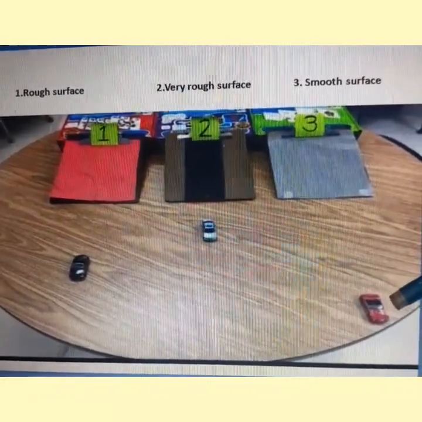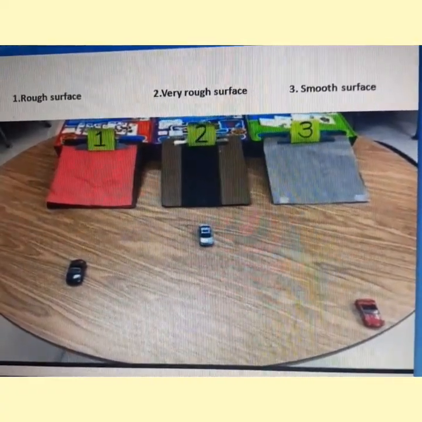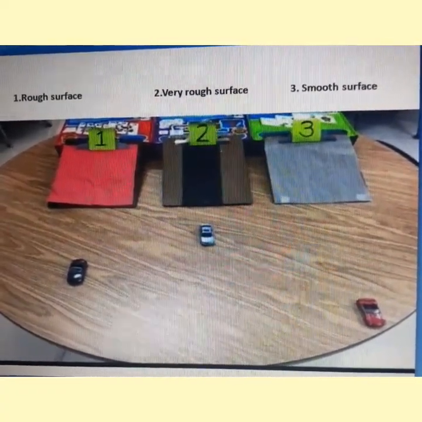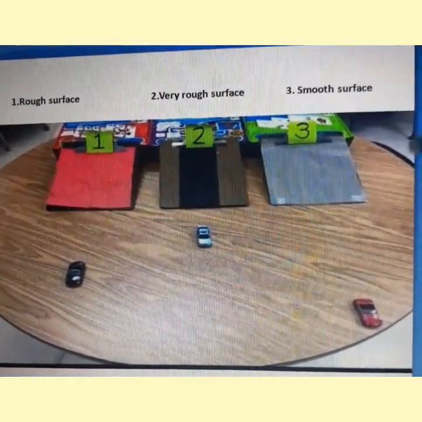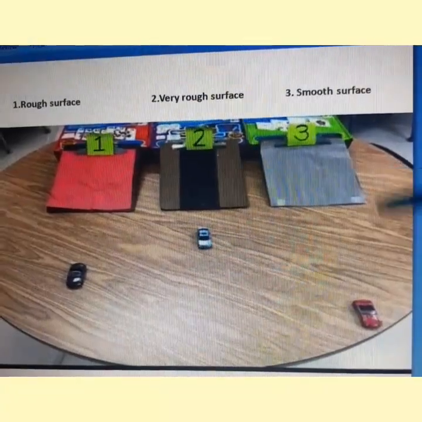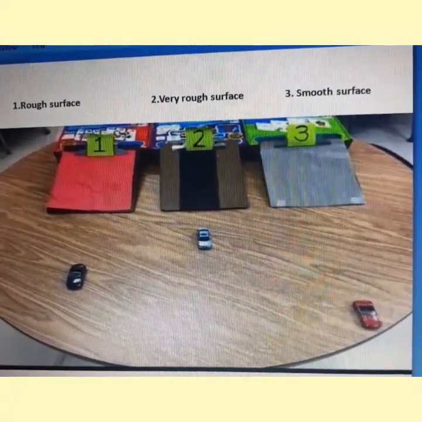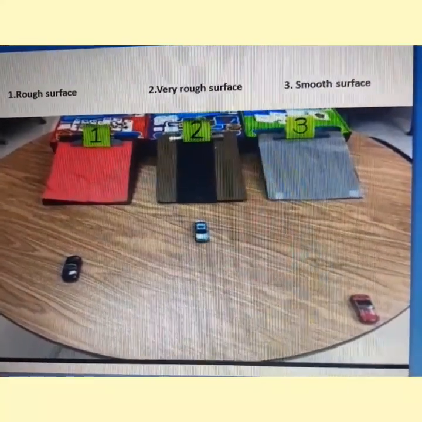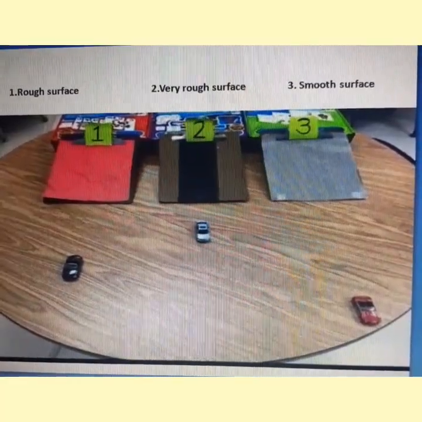So, with this, we can say that the surface affects the movement of a vehicle. On the smooth surface, where the friction is the least, the car could slide the farthest, and where the surface was very rough, due to friction, the car could not move as far as the others.